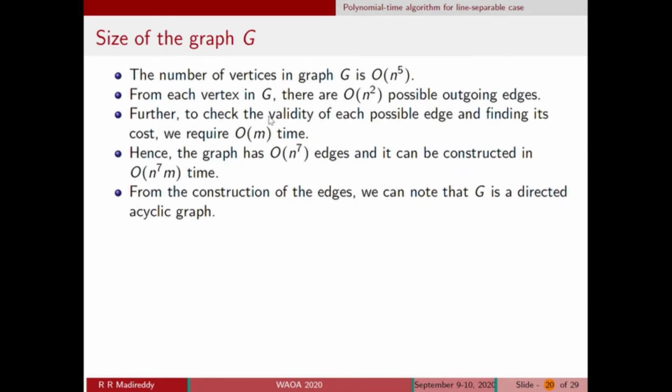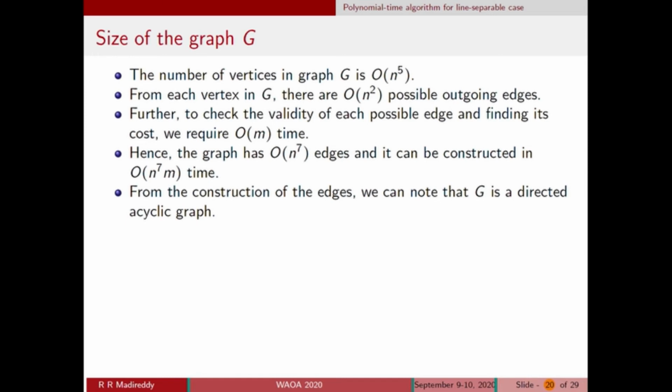It is easy to see that the total number of vertices in the graph is big O of n to the power 5, and from each vertex there can be at most big O of n squared possible edges. So the total number of edges in the graph is big O of n to the power 7. Further, to check the validity of each possible edge and find its cost, we require big O of m time. Therefore, the total graph can be constructed in big O of n to the power 7 times m time.